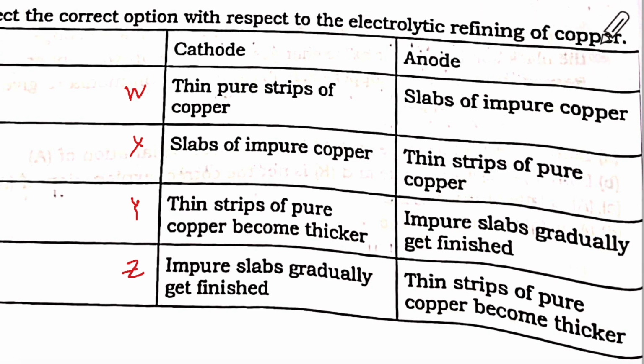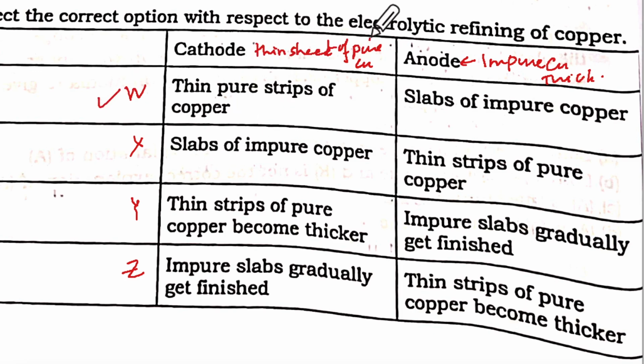Electro-refining of copper: to begin with, before we read this, you will have to have the cathode as a thin sheet of pure copper, and the anode will have to be impure copper, and it will have to be a thick slab. So this is correct. Slabs of impure copper at the cathode, no, we will need pure. So this is wrong and this also is wrong.